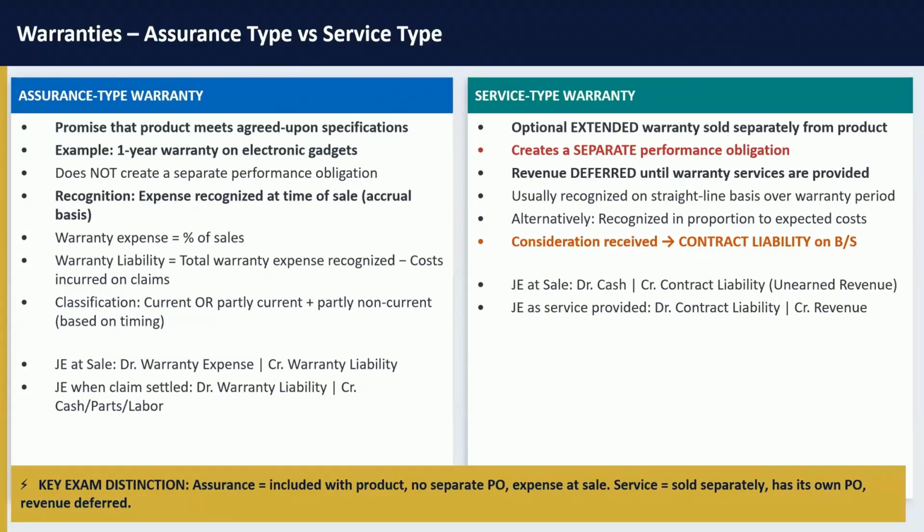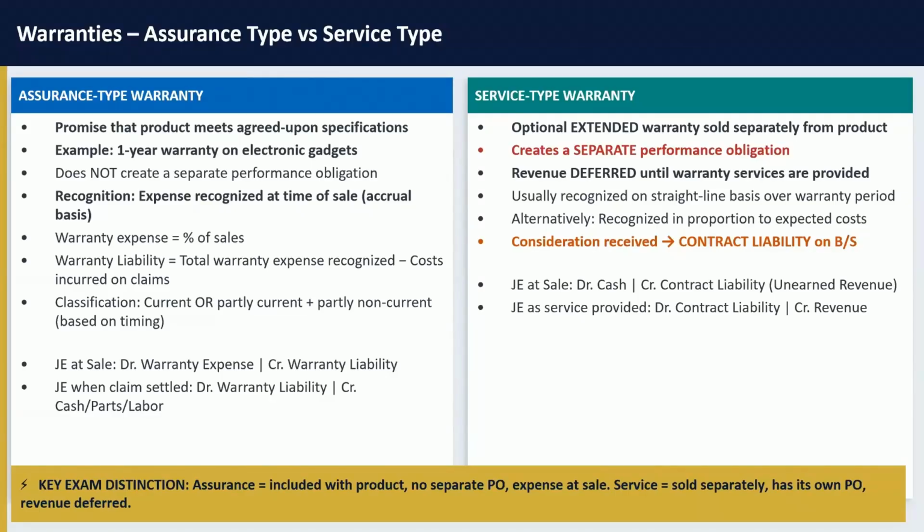Okay. Journal entry at sale. What you need to record is debit the warranty expense account and credit the warranty liability account. That is how you record. Journal entry when claim is settled, it will reduce your warranty liability. Debit your warranty liability and credit whatever you settled for. This is assurance type warranty.